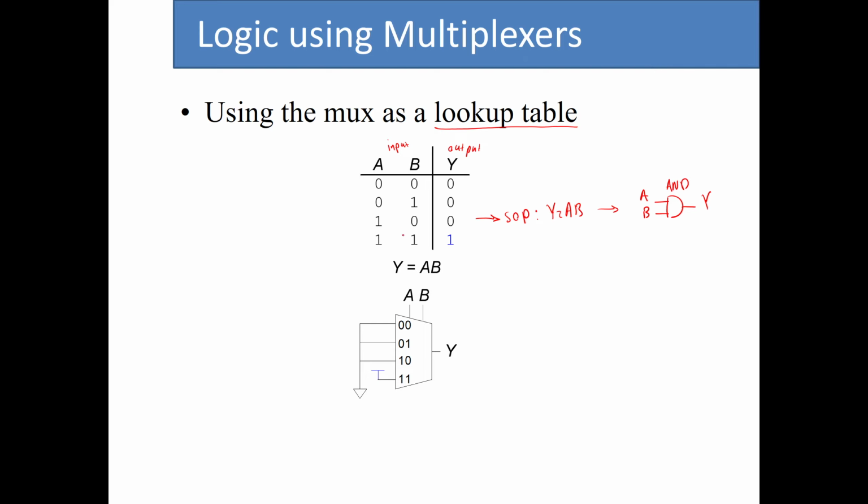First of all, you see here that we have two inputs or four possible combinations. If you remember from the previous equation, we had 2 to the lowercase n equals uppercase N, or log base 2 of N equals lowercase n. That means that for this function, we need to have two control inputs. So here, lowercase n equals 2. And these two control inputs are exactly the inputs that we have in the truth table.